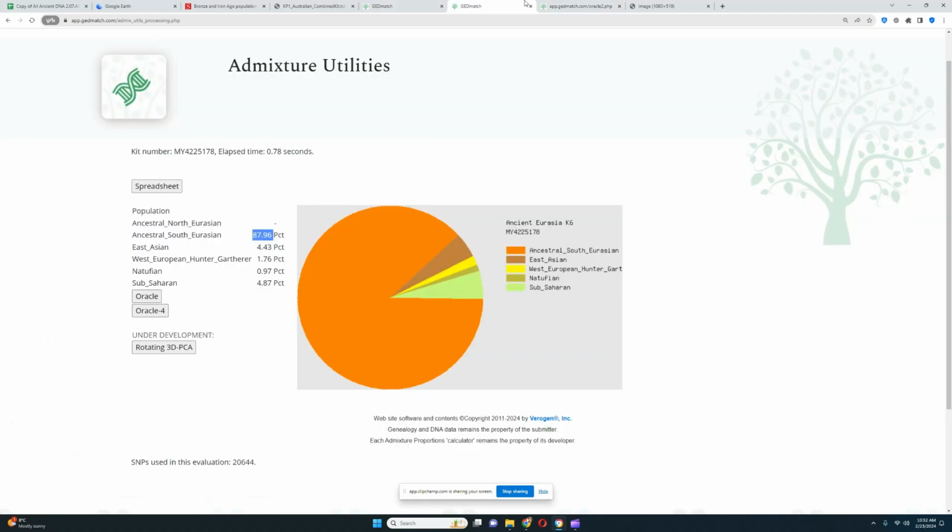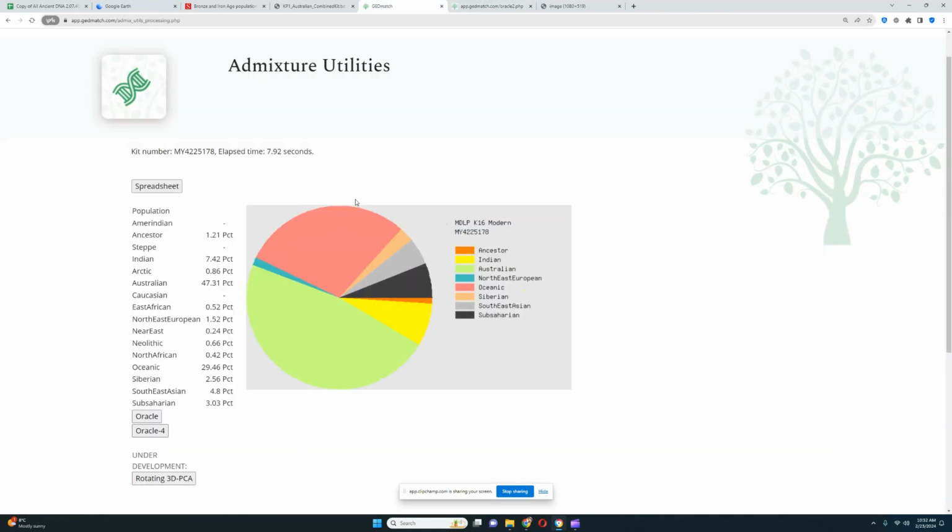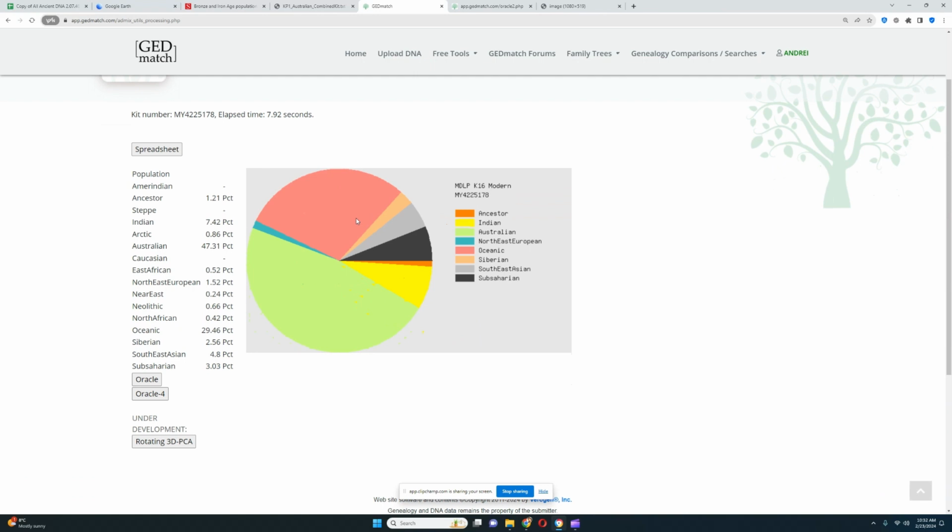Okay, what about, I have another calculator I want to show you. What about MDLPK16? It's a very interesting calculator. Once again, I like it as well because it has an Australian component. And with this calculator, he's scoring 47% of the Australian component, which is really good, really interesting to see.